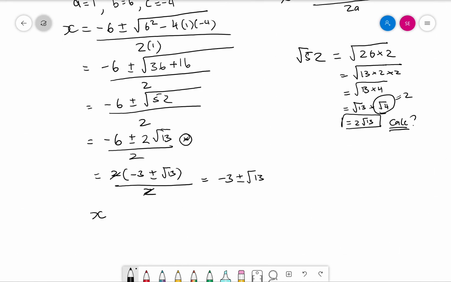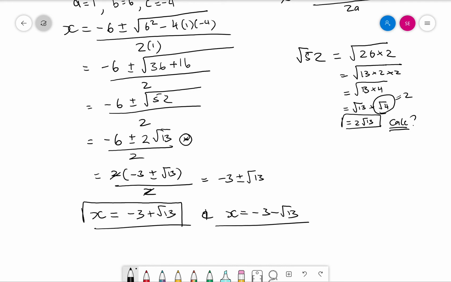So our two answers are x is equal to minus 3 plus the square root of 13, and x is equal to minus 3 minus the square root of 13. And you can just leave it like that, because remember, the square root of 13 is a surd or an irrational number, whatever you want to call it, and it can't be simplified anymore.